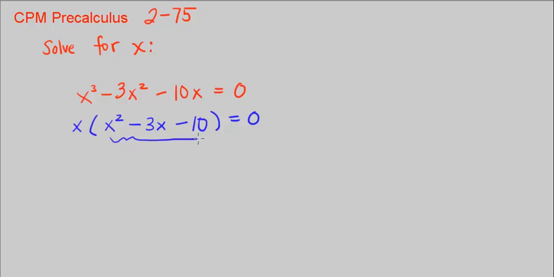Okay, then let's factor this. Can we factor this right here? Well, yes, we can. We can use the x method, or if you wanted, you could use the quadratic formula. The x method to factor basically asks us to look at this term here and ask what numbers we can multiply to get negative 10 and add to get negative 3.